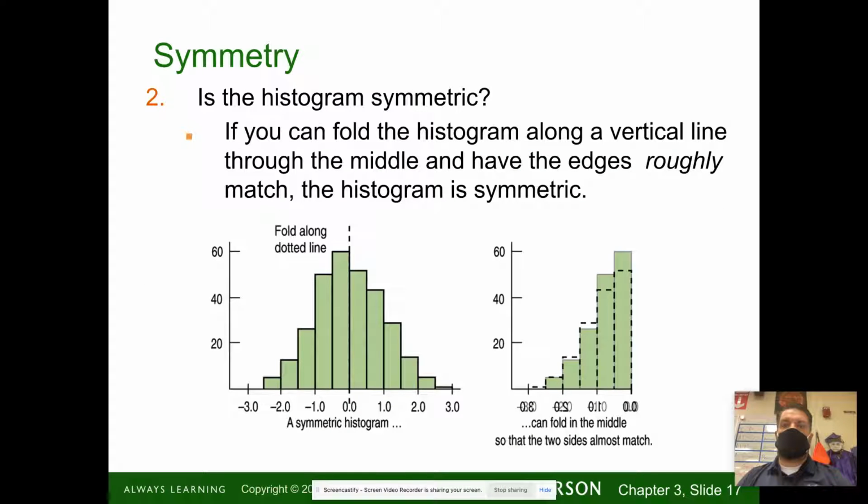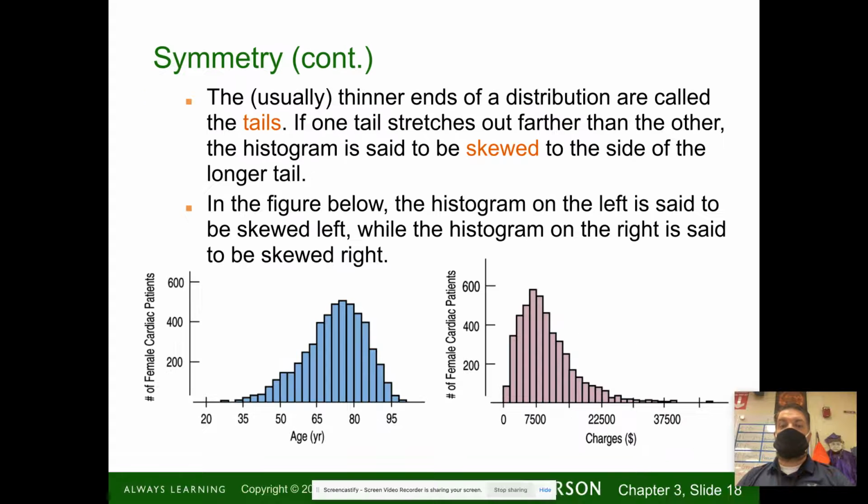Left or right one? Well, it's never going to be perfect, but if they're very close, they're close. Now when we get to this next one, clearly there's a skew. Usually the thinner ends of the distribution are called tails. If one tail stretches out further than the other tail, then the histogram is said to be skewed to the side of the longer tail. So the blue one here is left skew. The one on this side is called a right skew.